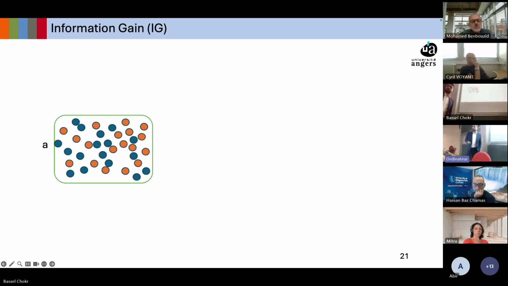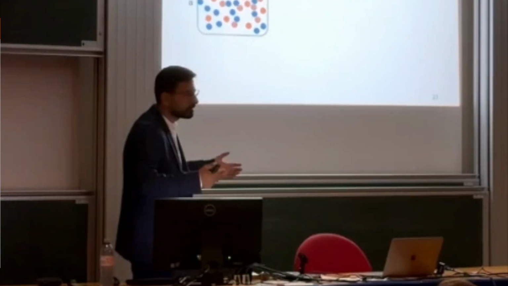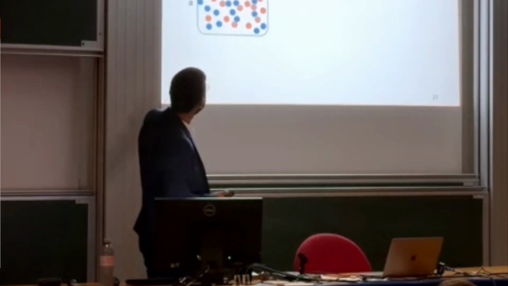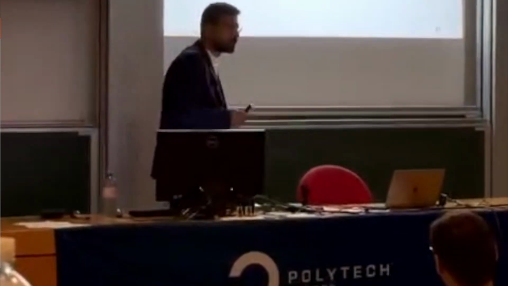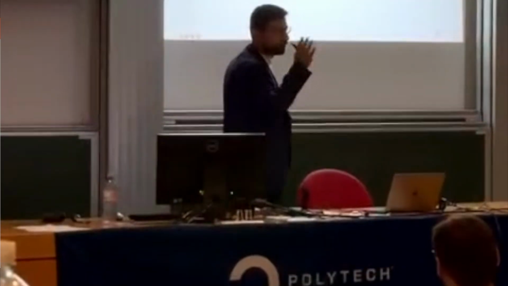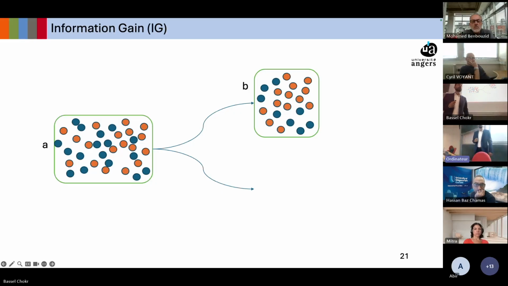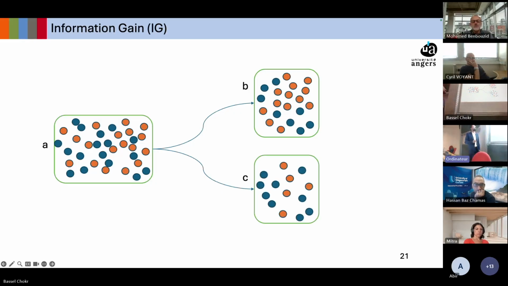I'll give here an example of how we use IG. Here we have a group of data, differentiated in color: we have blue balls and orange balls. Then we select a given, arbitrary feature, and we do classification based on that. So we will get two classifications on child nodes, B and C.